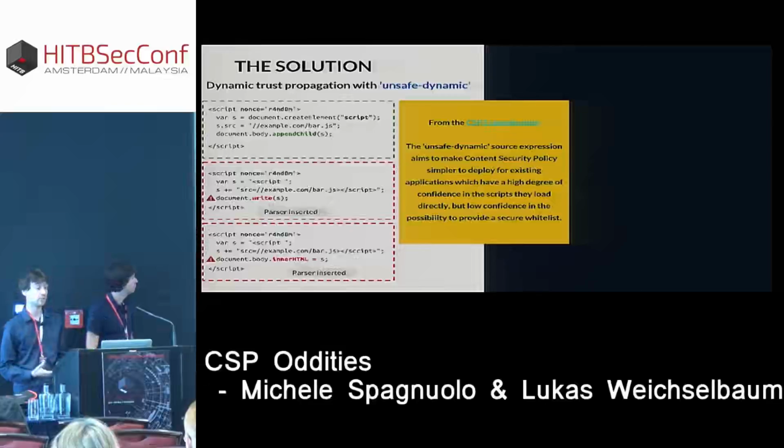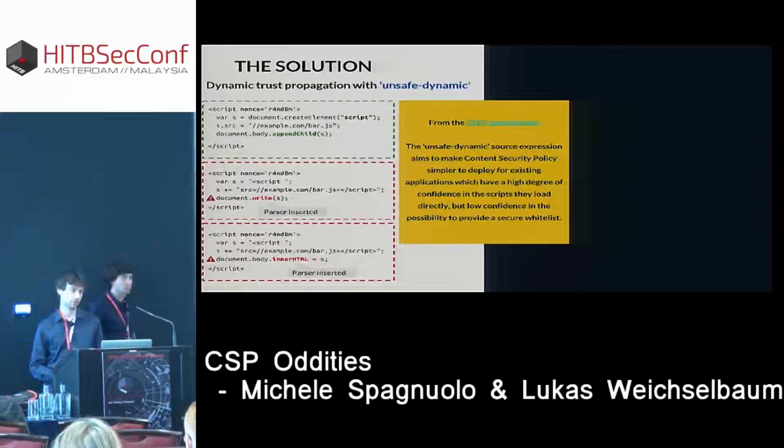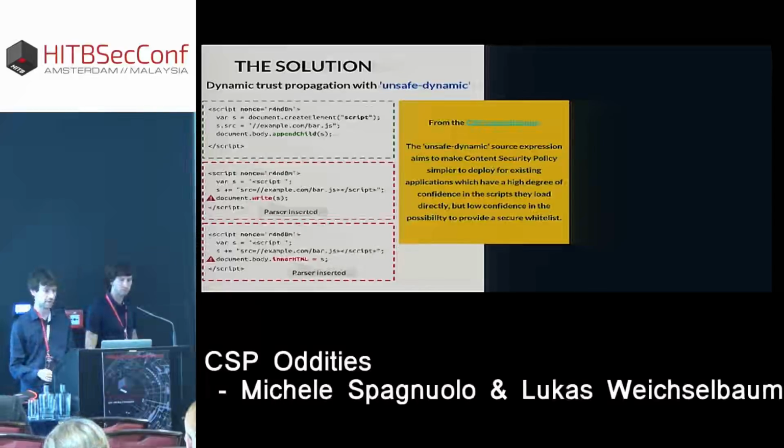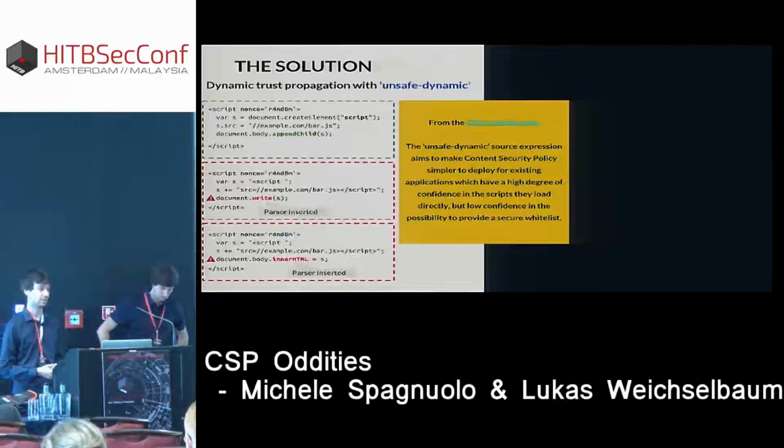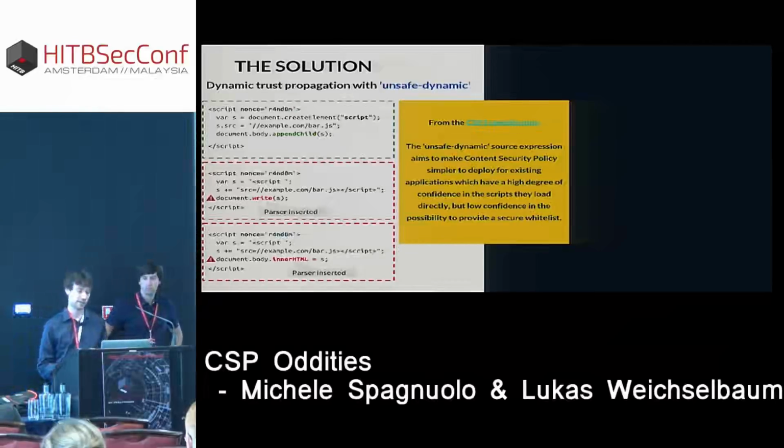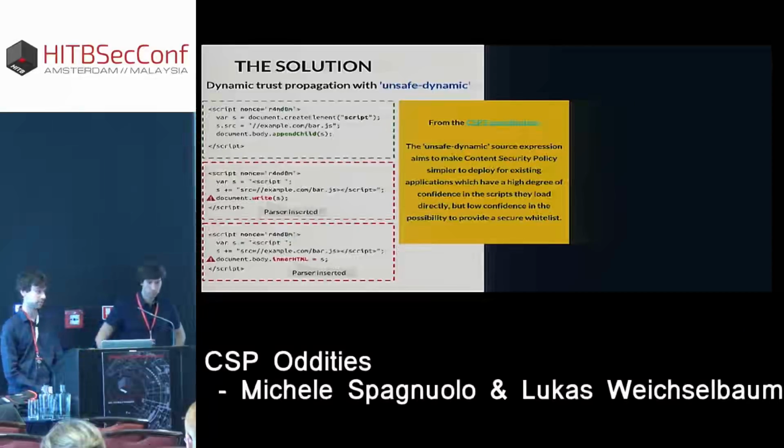So the idea is it will make a content security policy simpler to deploy for existing applications. The idea is you have a high degree of confidence in the scripts you load directly, but you have a low confidence in being able to come up with a secure whitelist, which is a very rational assumption, because we have shown, and we also show in a paper that we are going to submit, that basically if you use a whitelist, it is very, very, very likely that your CSP is useless.